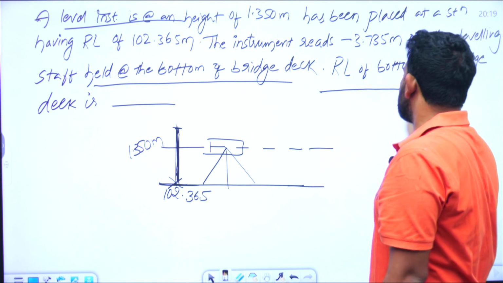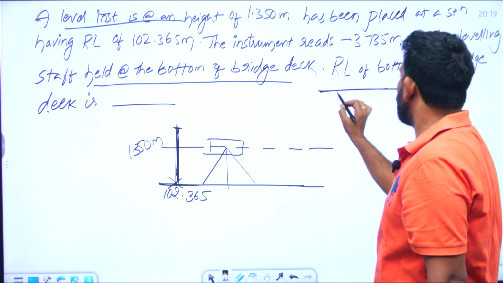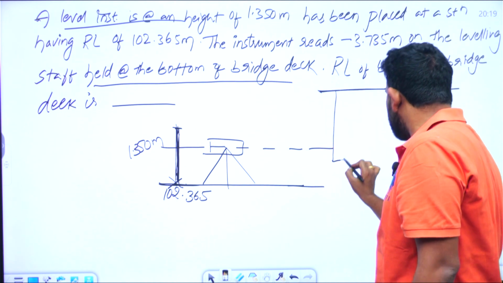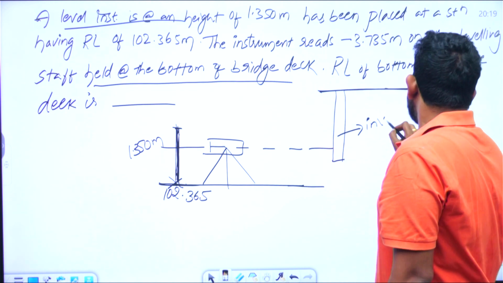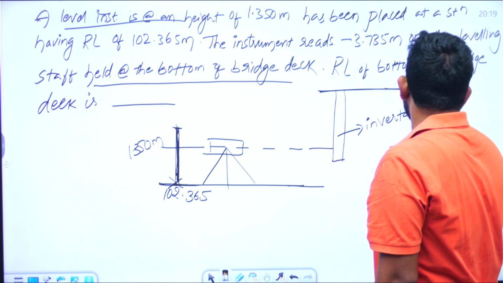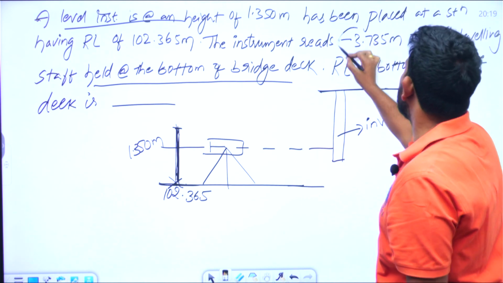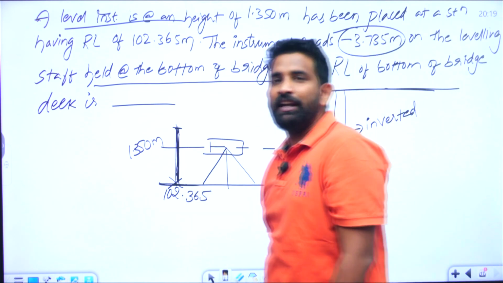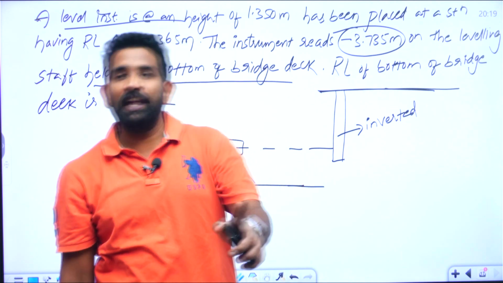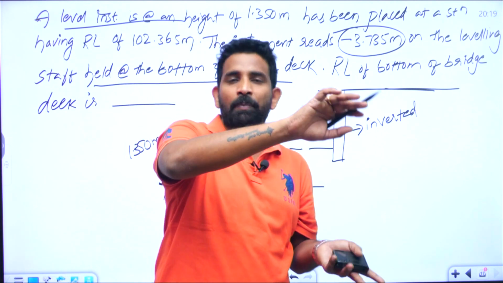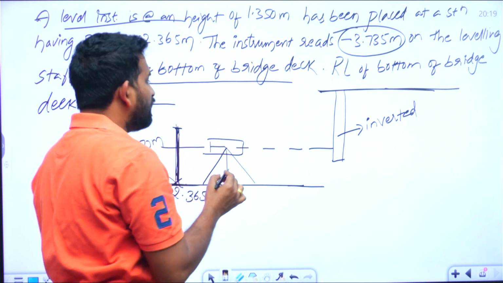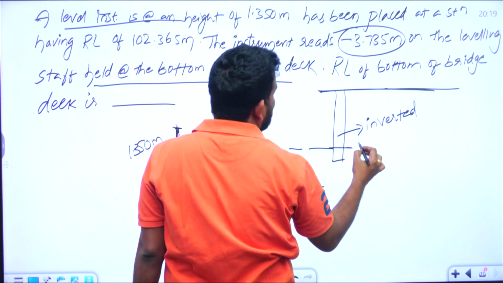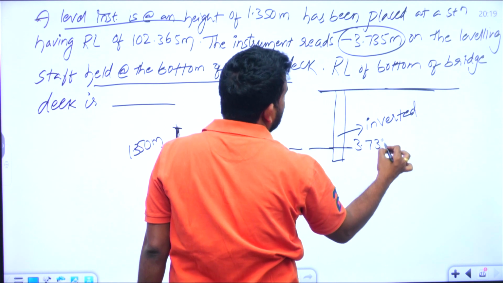So we do know this is a deck slab of a bridge. A leveling staff was placed here, which is inverted. Why are we supposed to take an inverted staff reading here? Because it is clearly mentioned that the reading is negative. A negative reading clearly says that the reading we are taking upon the staff is an inverted staff reading. Here the reading found from this inverted staff is 0.735 meters.